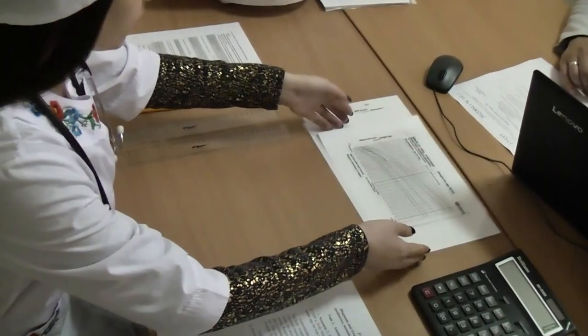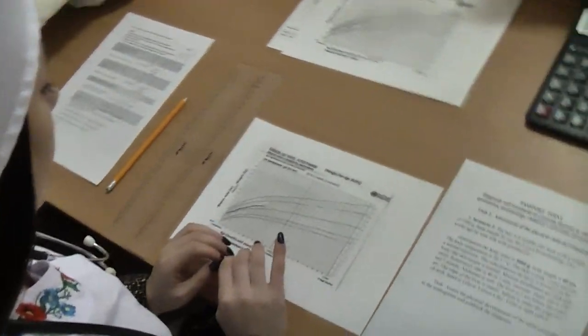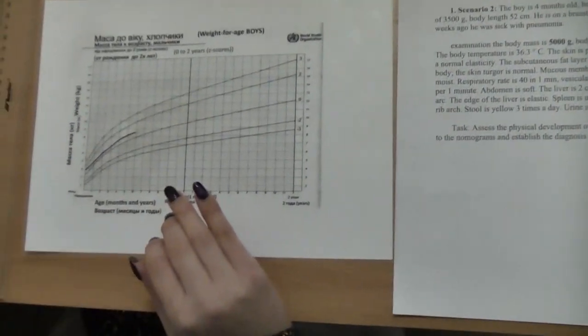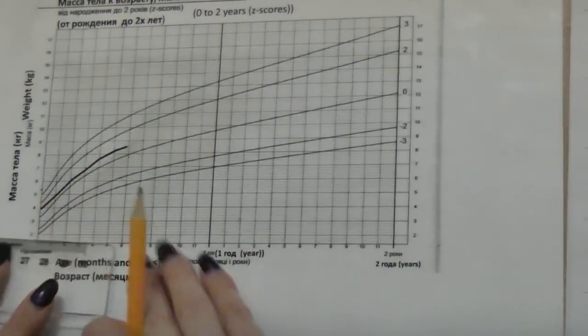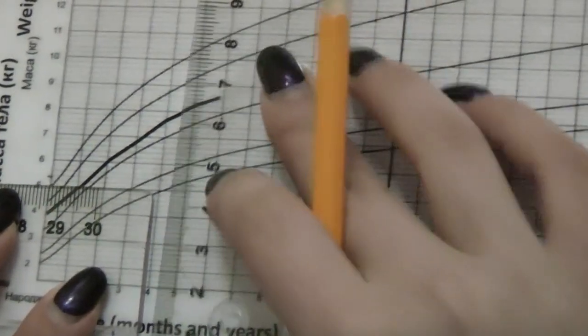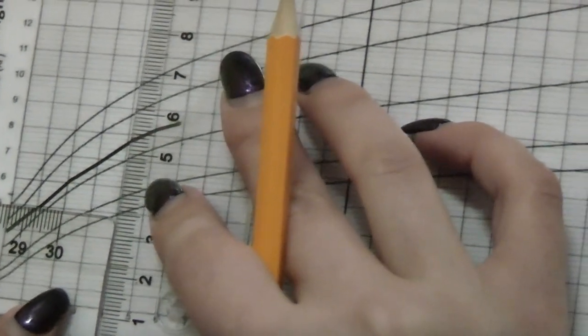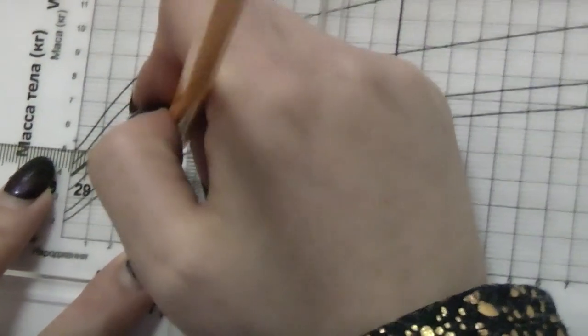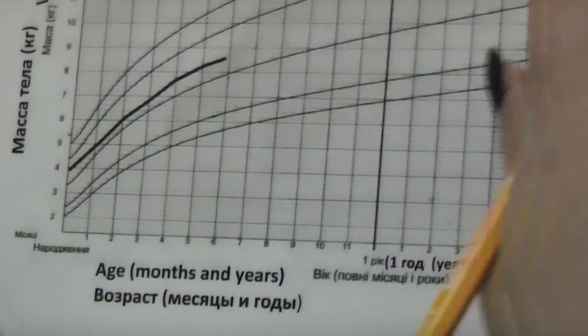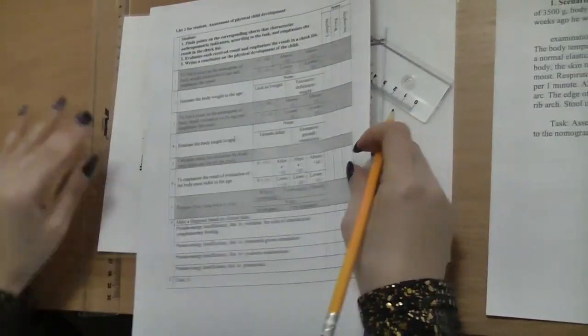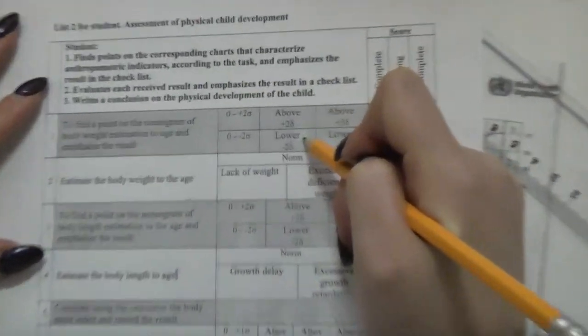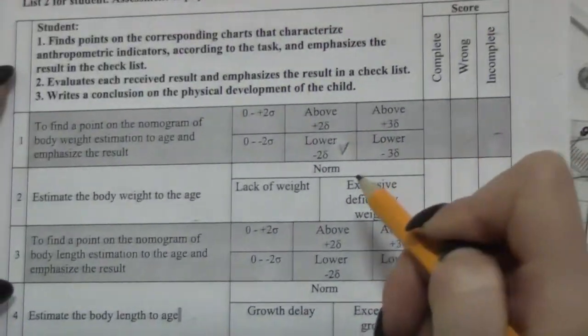I take the first nomogram, weight for age, for boys from 0 to 2 years. I take the first ruler and find the weight of this baby. It's 5 kilograms. I take another ruler and find the age of this baby is 4 months. I put the point, and this point is below minus 2 sigma deviation. I take my checklist, lower than minus 2 sigma deviation and it's lack of weight.